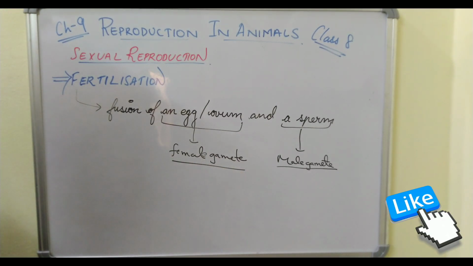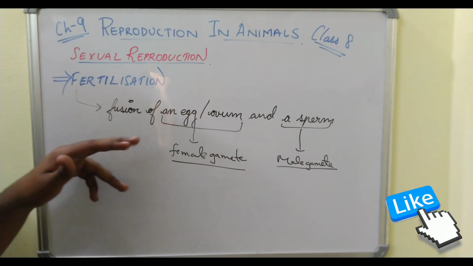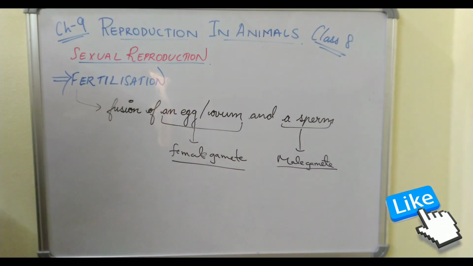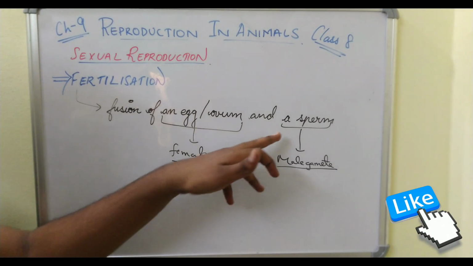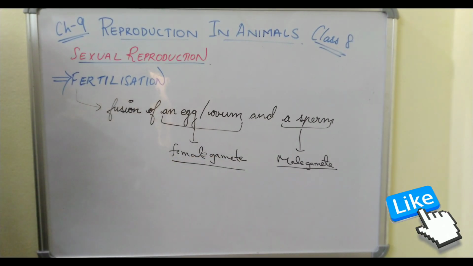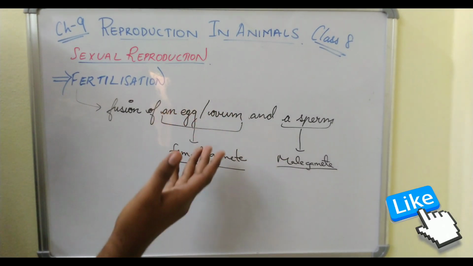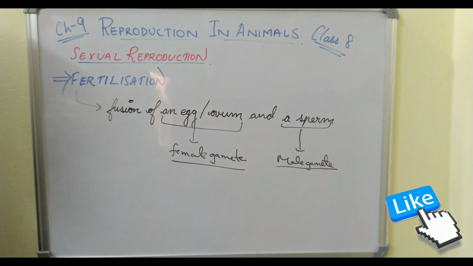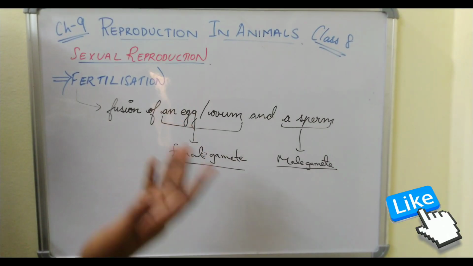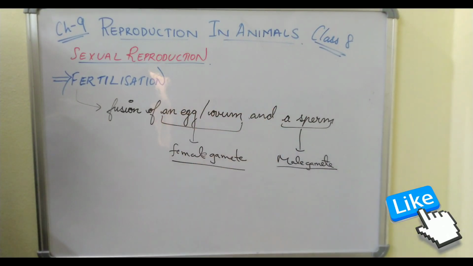Now, try to analyze what I have written here. We know that one egg is released every month by one of the ovaries, and millions of sperms are produced. So how is it decided that only one sperm will meet and fuse with the one egg?